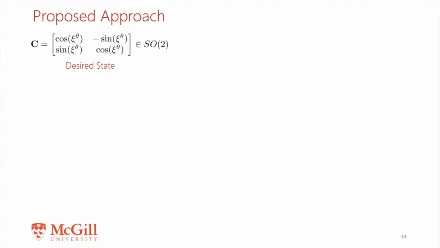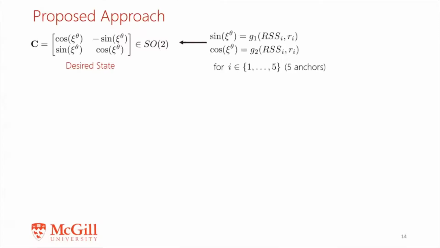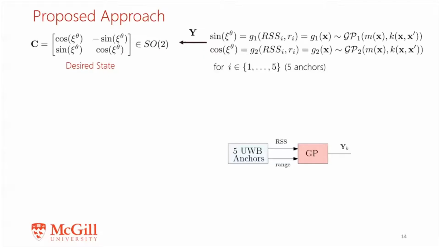Our proposed approach is then as follows. In order to get our desired SO2 state, we wish to model the sine and cosine of the Euler angle heading as a function of the RSS and range measurements from 5 different anchors. Knowing that these relationships are too complex to model analytically, we model them as Gaussian processes, which we train using some collected training data. These Gaussian process predictions can then be combined after normalization to produce a valid SO2 heading estimate, which we denote Y.